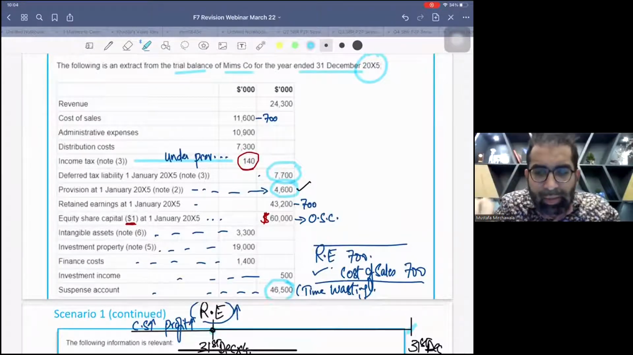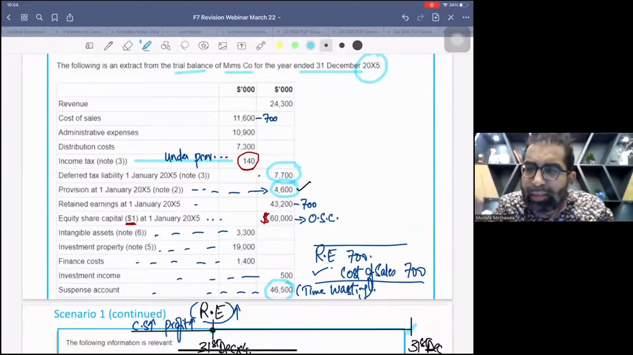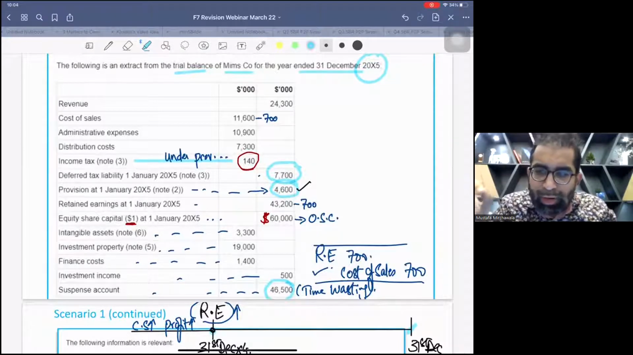Yes, if nothing is written, then normally depreciation is part of cost of sales. But normally, this is the practice of the examiner. They guide you for depreciation. Okay. Now let me shift myself to Excel.